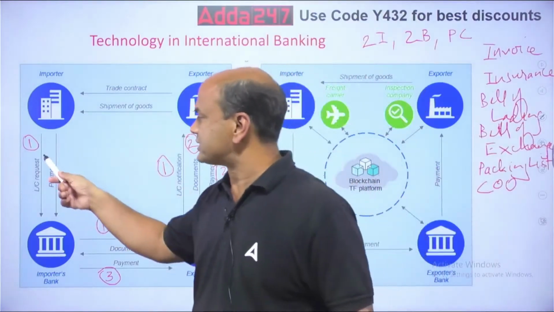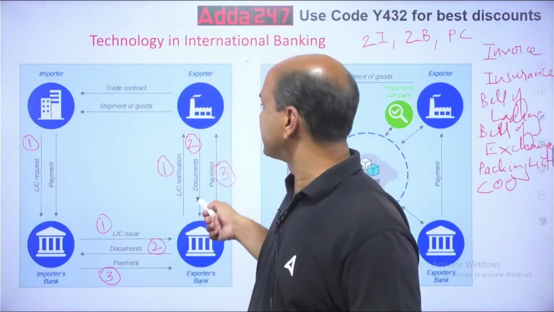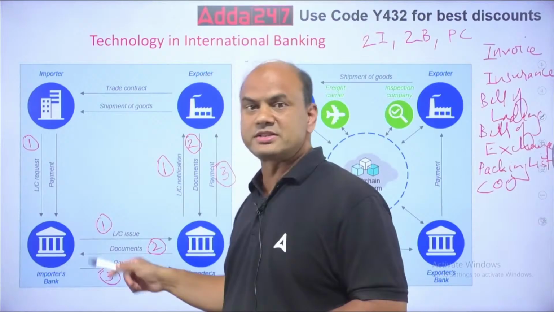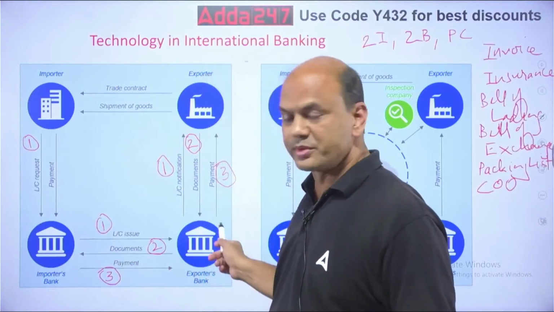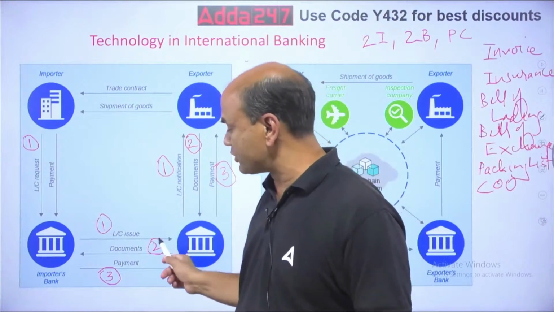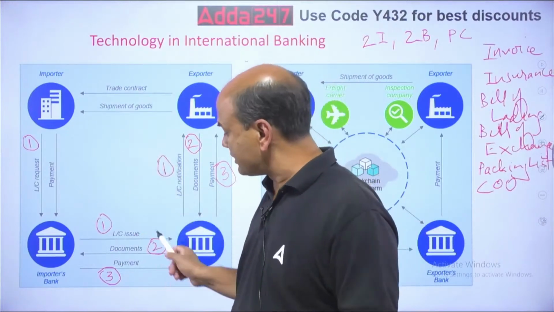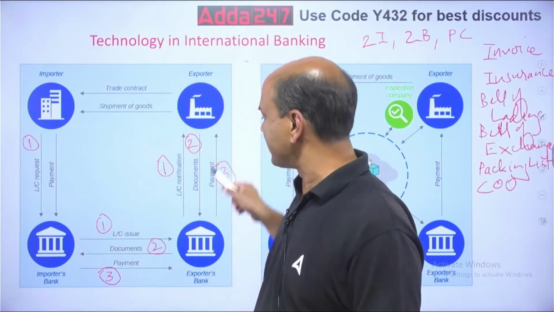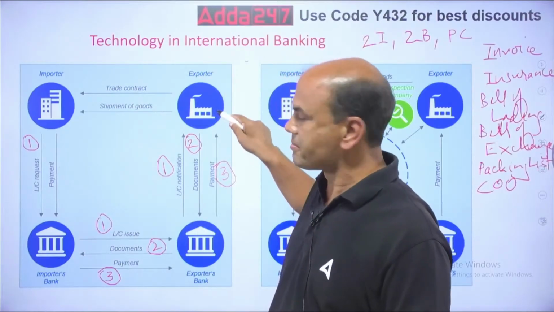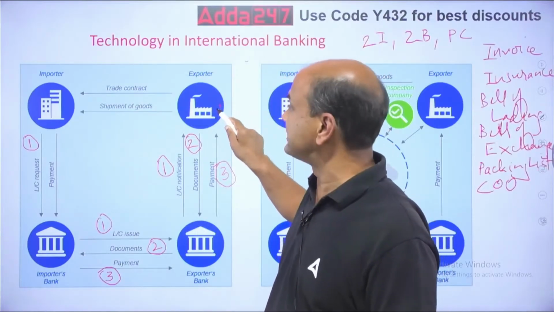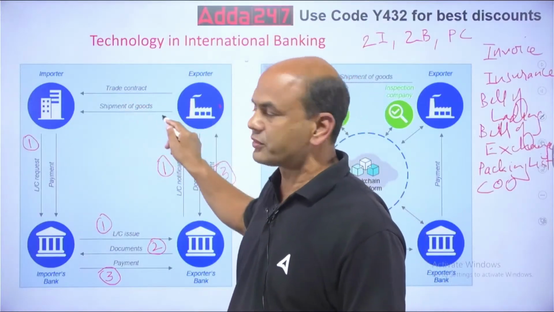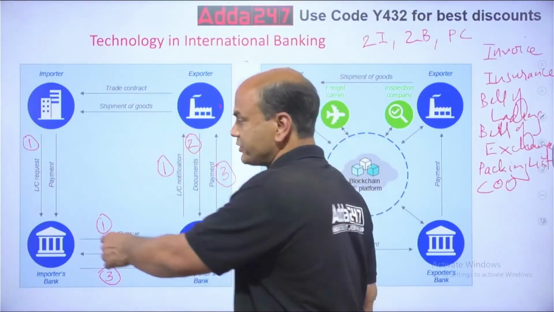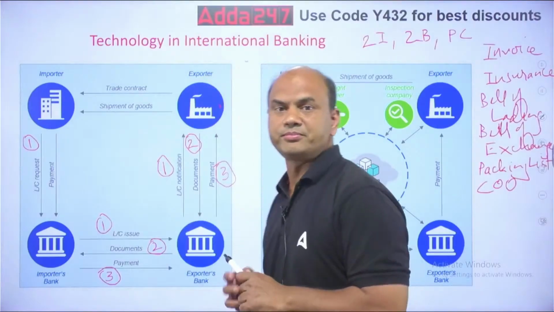Physical documents, look at this. First, LC request. Then second, documents. After the LC request, the importer's bank issues the LC, and this LC goes to the exporter. Then the exporter prepares the goods and sends them. Then the documents are sent from the exporter to the exporter's bank. See this, shipment of goods. After the goods are shipped, he'll give the documents. These documents will flow, so this requires physical time.